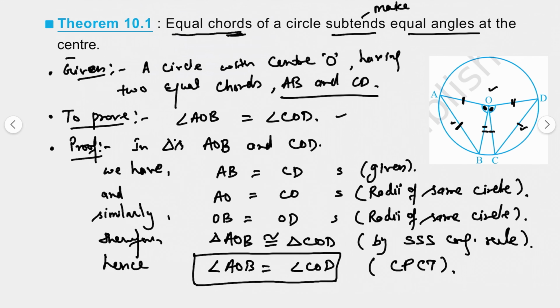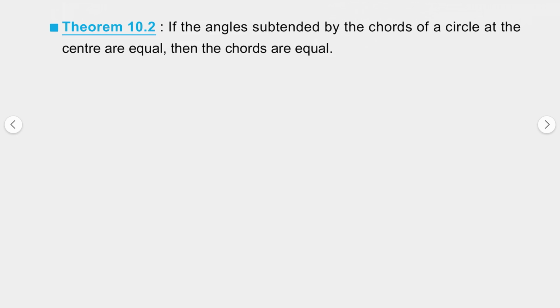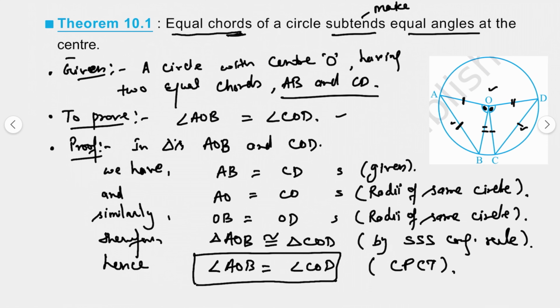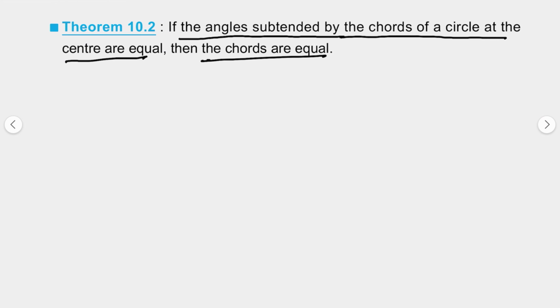Now moving ahead to the next theorem. The next theorem is theorem 10.2. This theorem is the converse of theorem 10.1. It says if the angles subtended by the chords of a circle at the center are equal, then the chords are equal. That means in the earlier theorem we were given that the chords are equal, and then we were asked to prove that the angles at the center are equal. In that one we were given that the chords were equal, then we proved that the angles at the center made by the chords are equal.